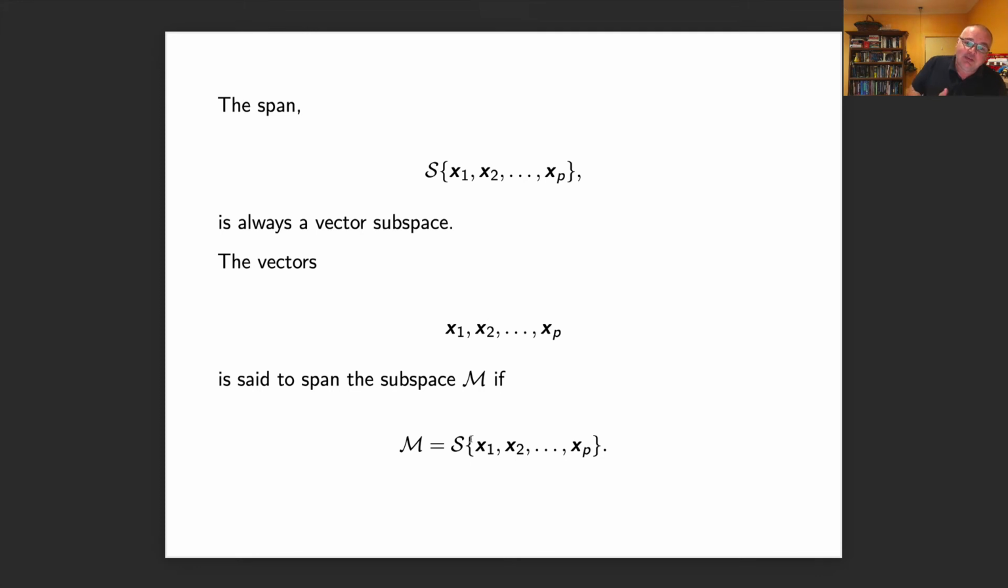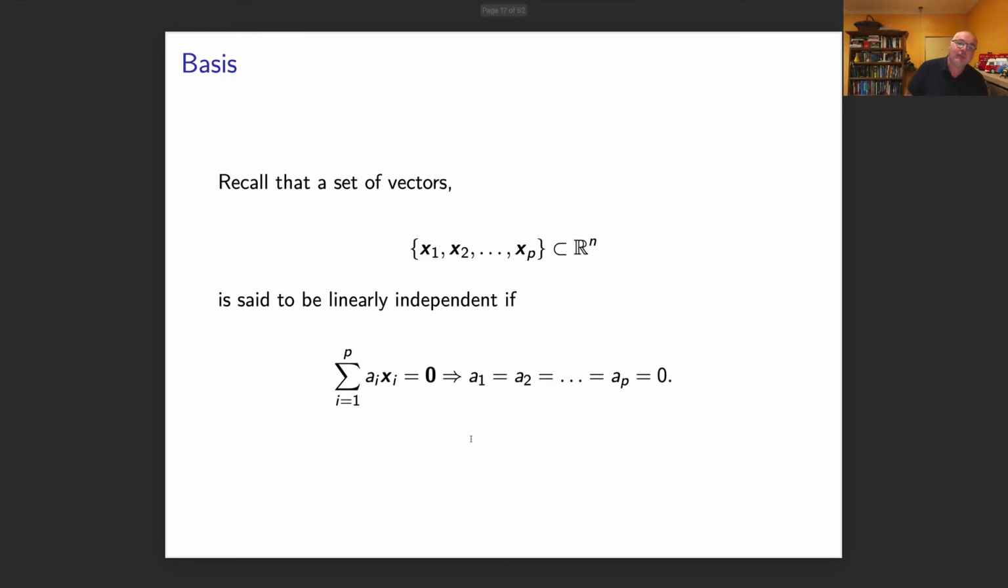And so we say the vectors x1 up to xp are said to span the subspace M if M equals that span. So if I've got a span of some vectors, and you can show that it is equal to M, then we say that these vectors span the subspace. And we can go a little bit further, or let's actually be a bit more precise, because we might have almost doubled up on some of these vectors.